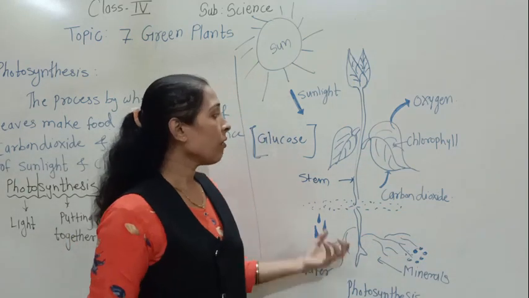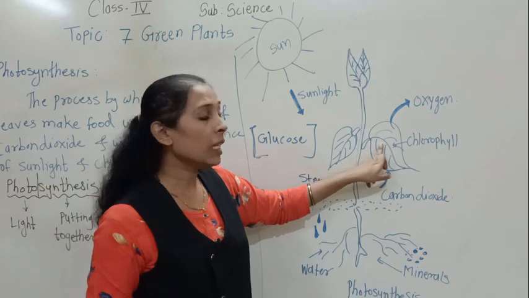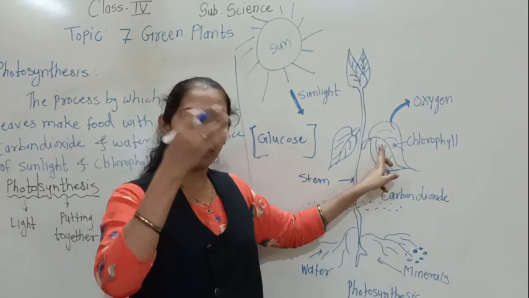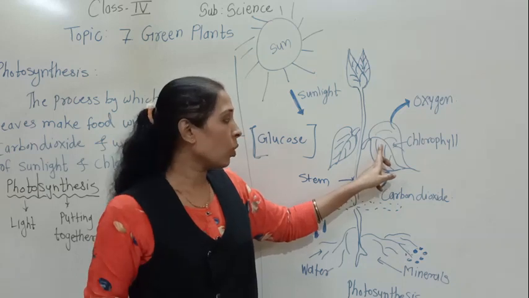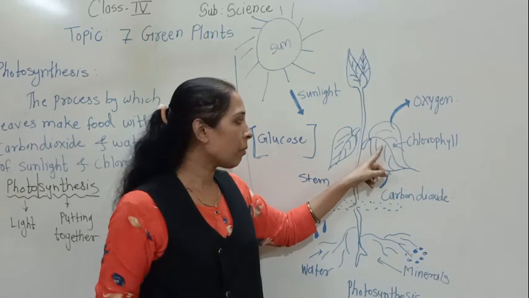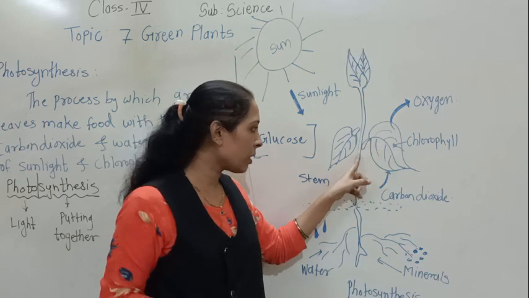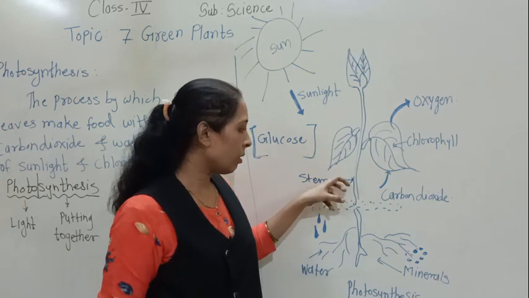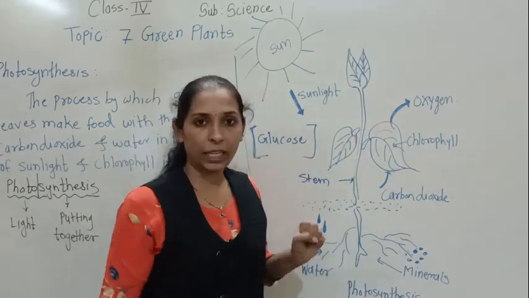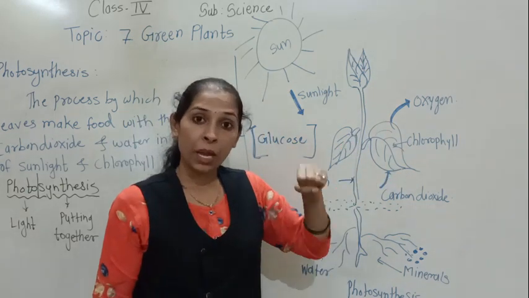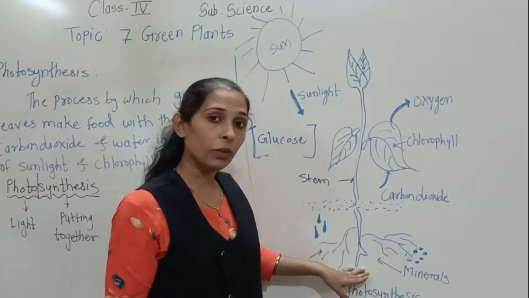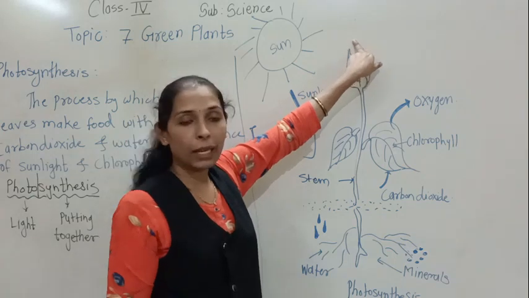Next one, whatever food gets prepared by the leaf needs to be transported to the different parts of the plant. So once the food is ready in the leaf, then what happens? With the help of the side veins and with the help of the stem, that prepared food gets transported to the different parts of the plant. It can come down till the roots, and it can go up till the tip of the plant.